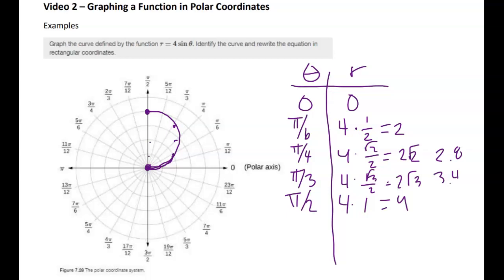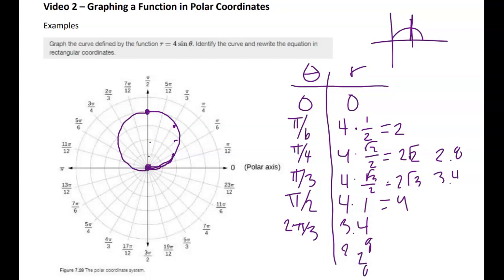So if I were to look at like 2 pi over 3, but sine is kind of symmetric, right? In a way from 0 to pi over 2, and then pi over 2 back down to the 0. Like if you think about that little piece of the graph right here, I'm symmetric around this. And so what ends up happening is I'm going to get like 3.4 and then 2.8 and then 2 and then 0. So I'm going to end up getting this here.